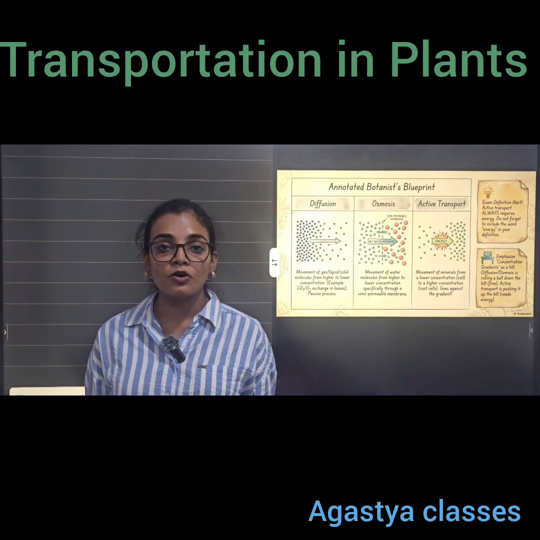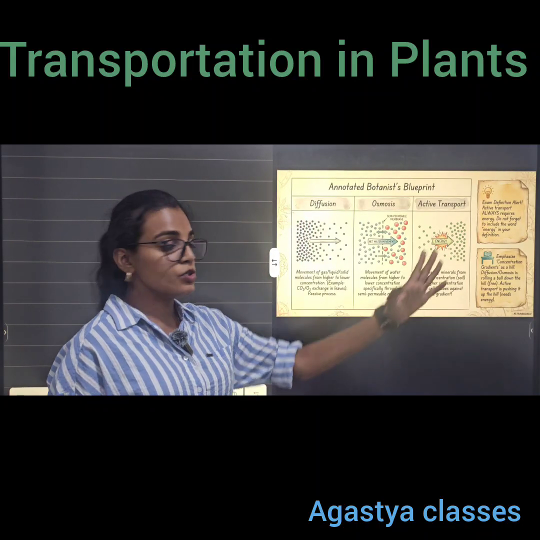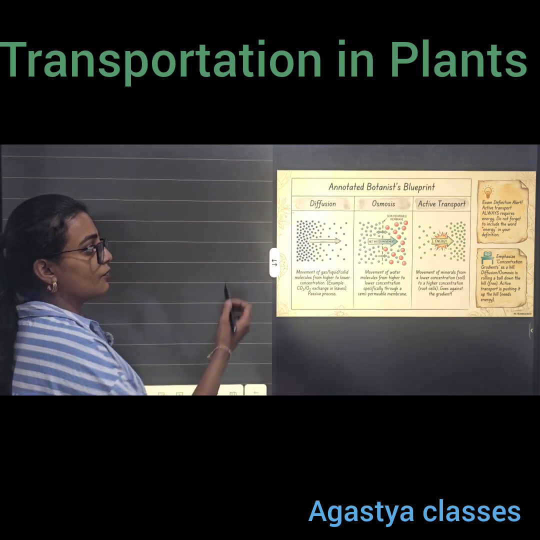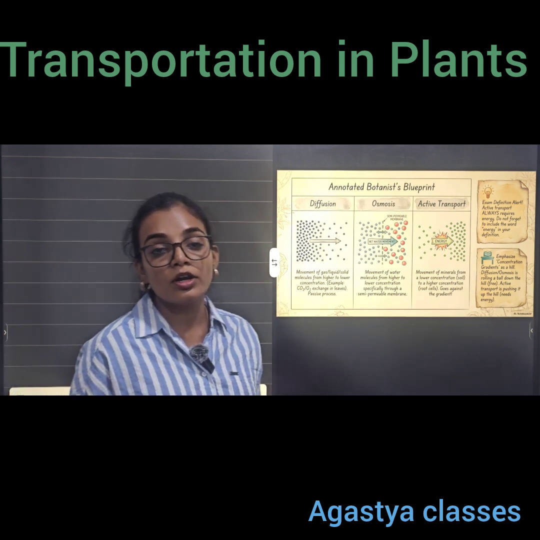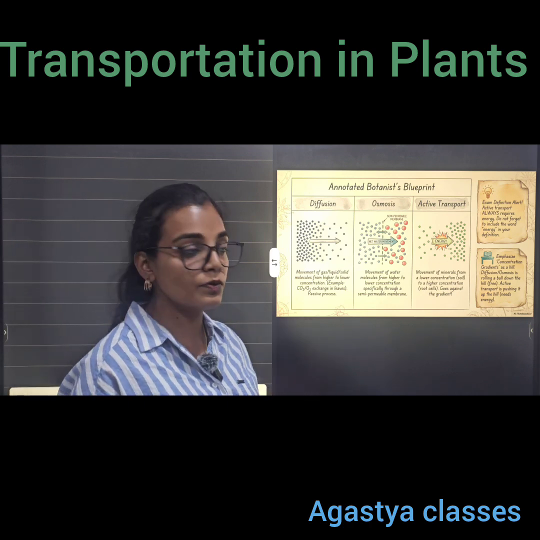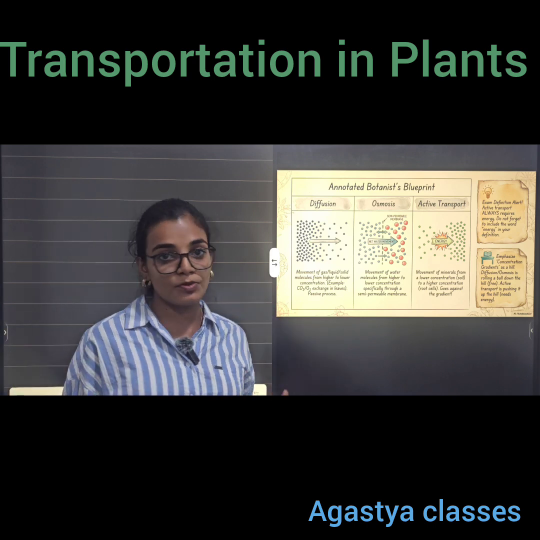Now let us talk about two more important processes that take place in plants. One is diffusion, another one is active transport. Diffusion is a process where the molecules move from the region of high concentration to the region of lower concentration. Diffusion especially deals with solid and gaseous molecules.